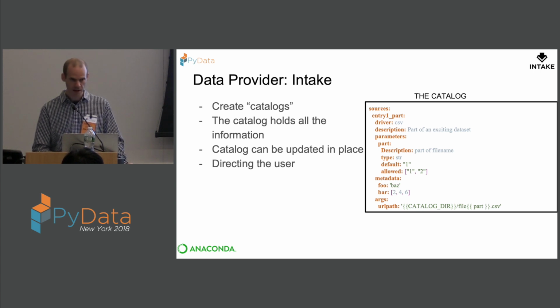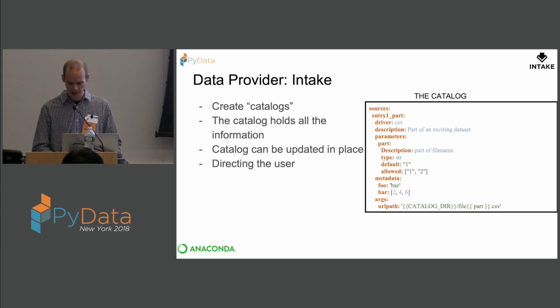You have some driver. This is basically what is this data. In this case, it's CSV. You have some description. So this is just free text so that the user can know something basic about your data. You have additional arbitrary metadata down here where you can encode anything that you like about your data. You might put tags in here. You might put creation time. You might put what set of files the data was originally based on.